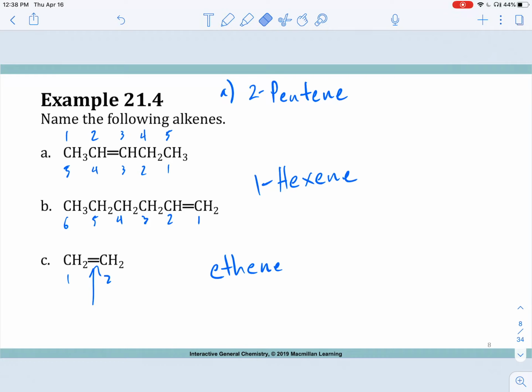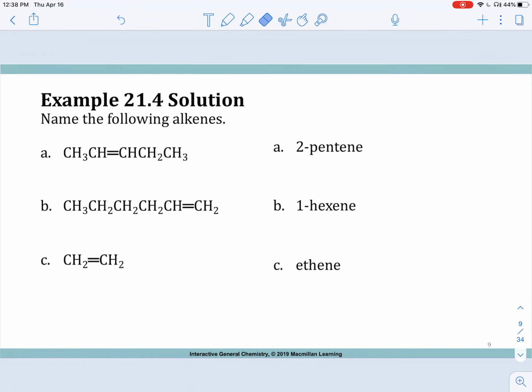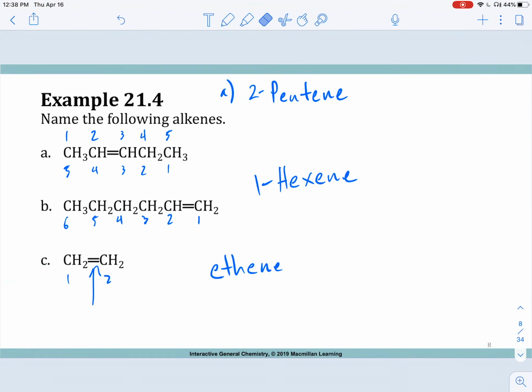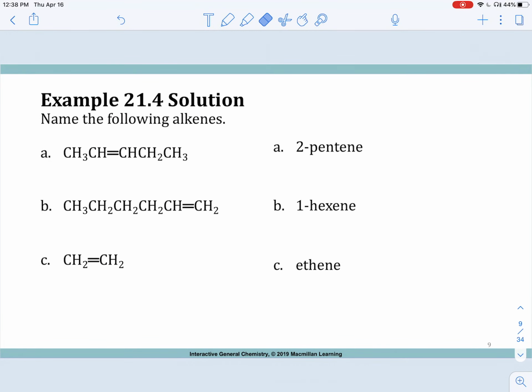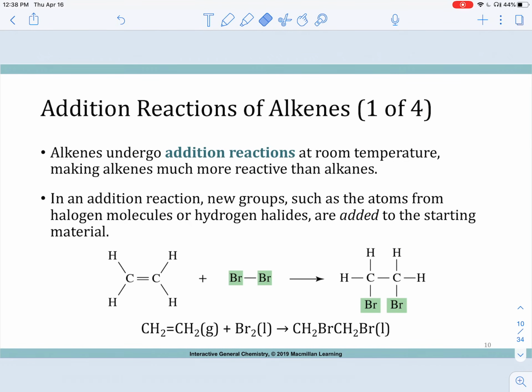Okay, so now we learned how to name, systematic naming of our alkenes. Let's move on to some reactions. We looked at some reactions of alkanes last time, and we're going to look at some similar reactions and see how they react. So reactants. We were looking at halogens before, like Br2, Cl2, I2, etc., reacting with alkanes.